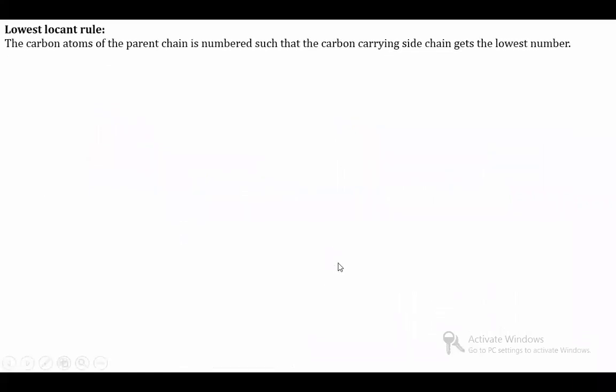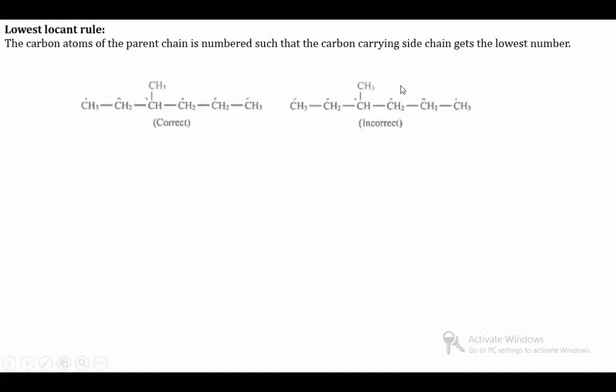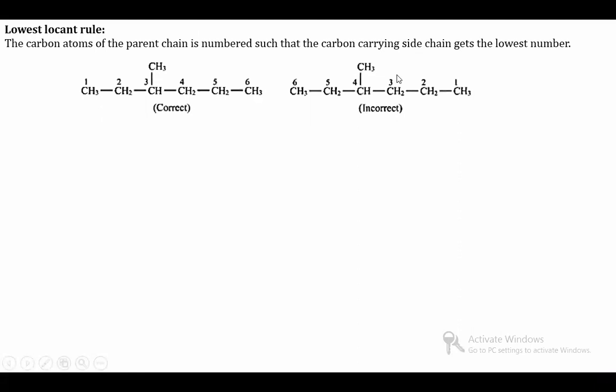Next, the lowest locant rule. The carbon atoms of the parent chain are numbered such that the carbon carrying the side chain gets the lowest number. So which of these? Both are numbered 1, 2, 3, 4, 5, 6, and will have the same number of carbons, right? This is also the same, this is also the same. Then why is this correct? Why is this wrong?